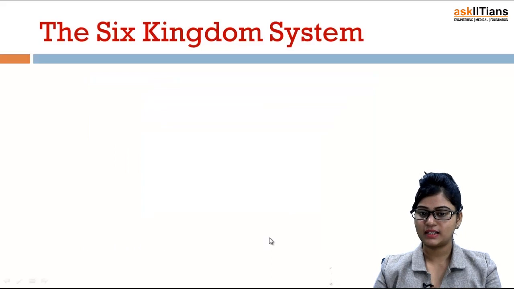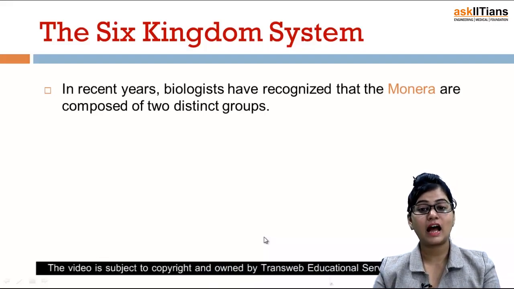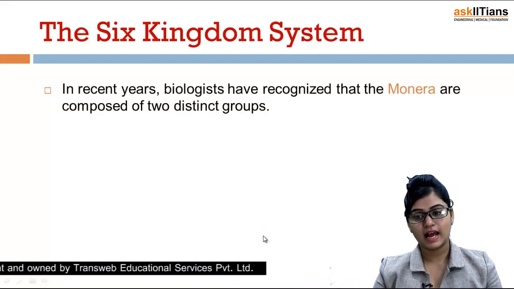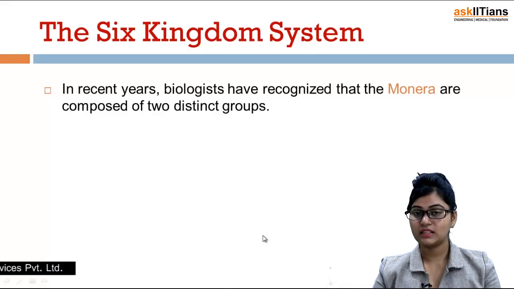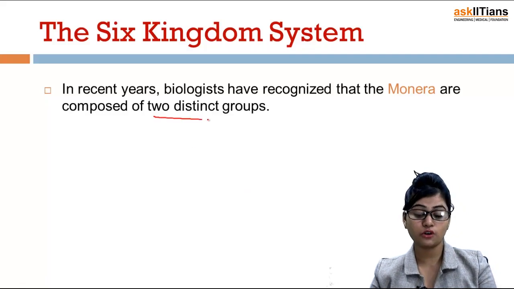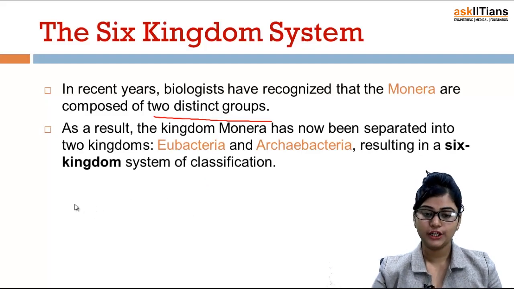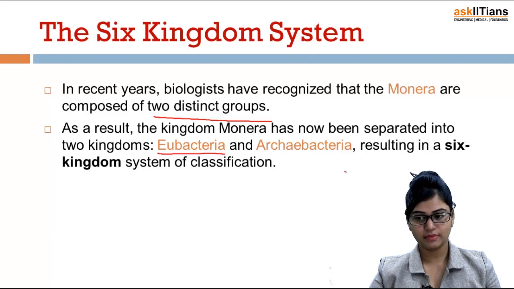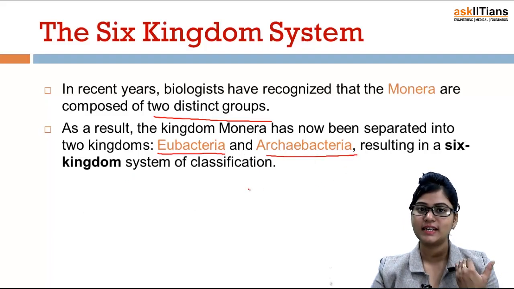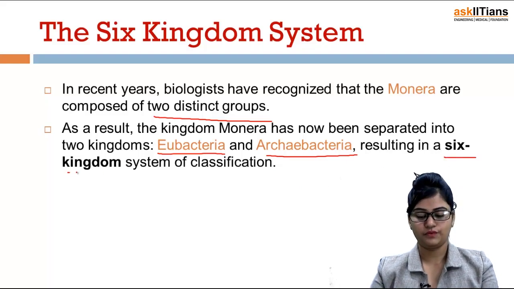The 6th kingdom classification, one more type of classification. In recent years, biologists have recognized that the kingdom Monera is composed of 2 distinct groups. As a result, Monera has been separated into 2 parts, and these parts are eubacteria and archaebacteria. So how many kingdoms are made? 6 kingdom classification has evolved.